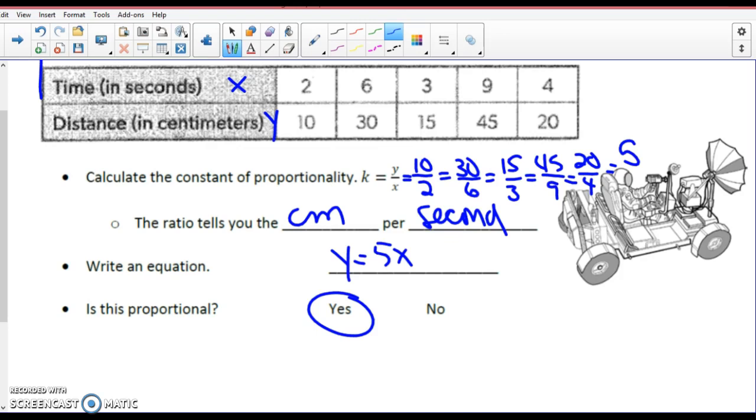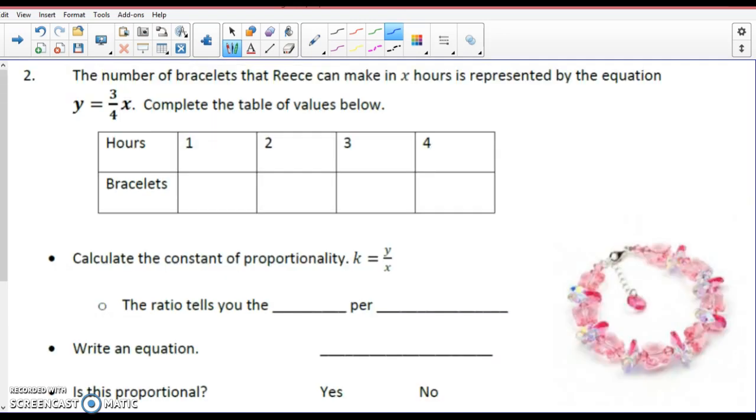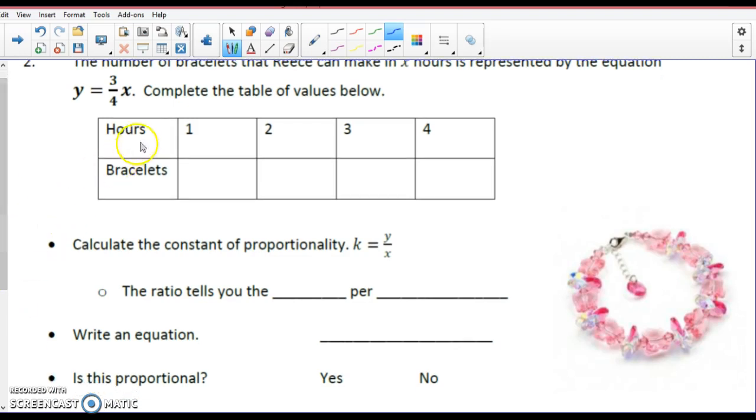Now, let's look at this one. The number of bracelets that Reese can make in X hours is represented by the equation y equals 3/4 x. Complete the table of values below. So, hours is going to be which variable? Hours is x, bracelets is y. I'm just going to write it there so we can keep it straight in our head. If we work for 1 hour, how many bracelets can I make? Well, 3/4 times 1 is 3/4.